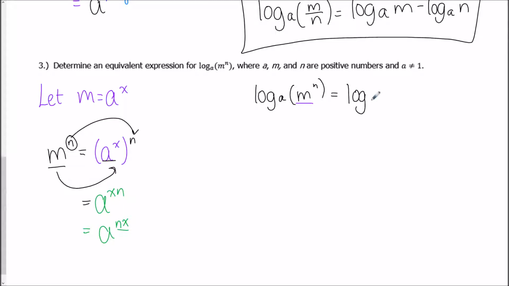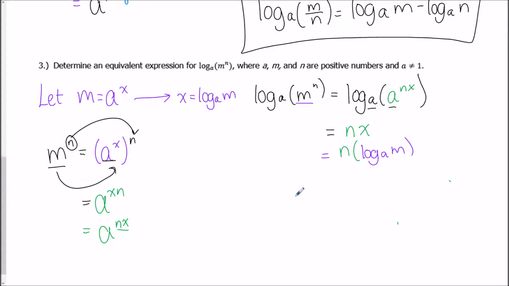So I'm going to say log base a of m to the power of n is just a to the power of nx, okay? So since we have the same bases here, I end up just simply getting n times x right here. But what I want to do here is rewrite this equation in terms of x. So we know that x is equal to log base a of m. So this right here means that we end up getting n times log base a of m.